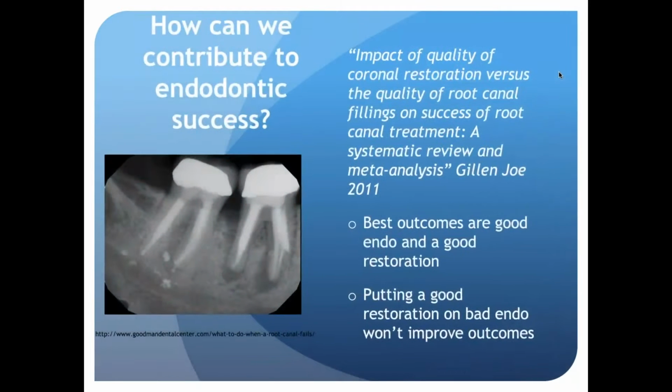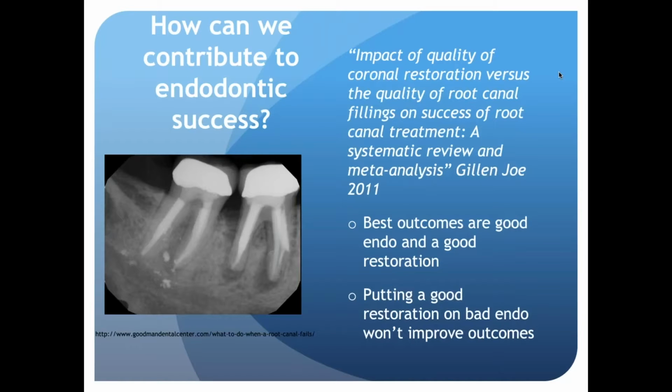Finally, this last study by Guillen that came out in 2011. He talked about quality of restoration and quality of obturation, because there's a lot of studies that say, if we have a good restoration that doesn't leak and just okay endo, it's going to turn out okay. Or if we have really good endo and a leaky restoration, maybe we may have a problem down the road. But this study is kind of like a no-brainer: the best outcomes are when you have good endo and a good restoration.